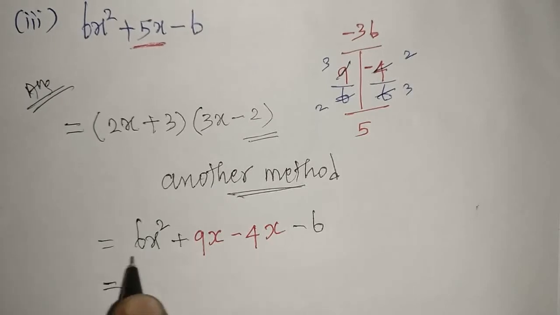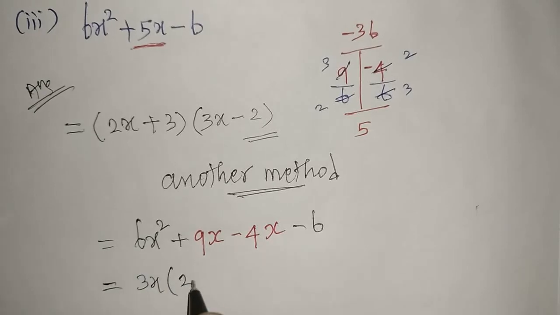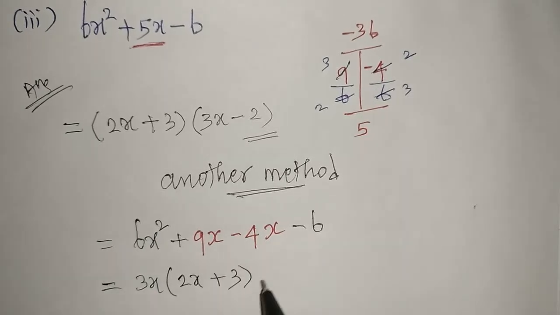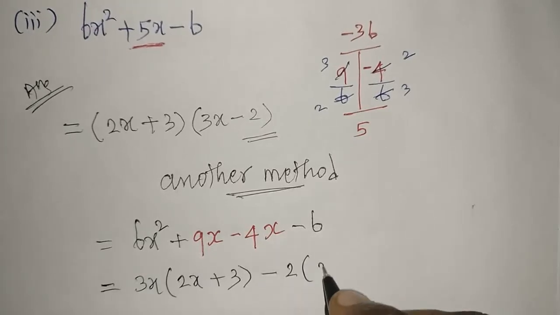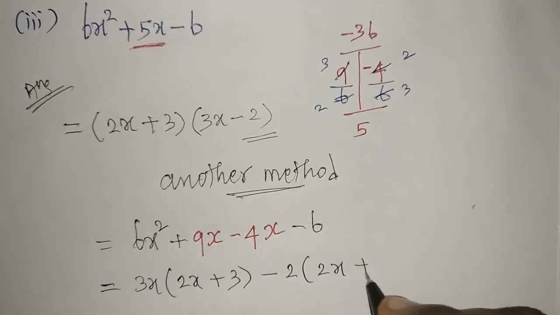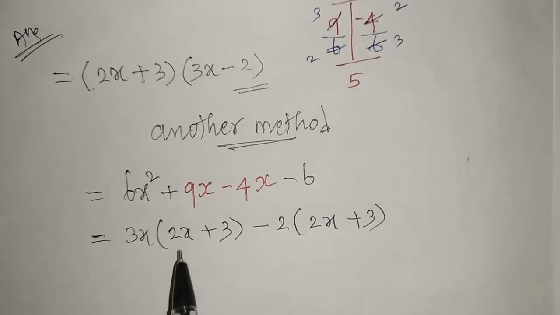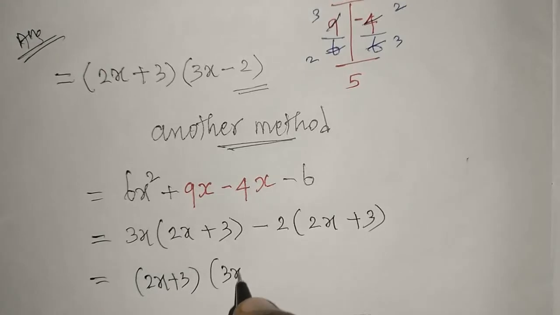Now from these two numbers, what is the common value? I'm taking 3x commonly outside. Then the balance here we have 2x plus 3, because I took x outside. From here I'm taking minus 2 commonly outside. Then the balance we have here is 2x and here plus 3, because I took minus outside. Understand? Now in both cases we have 2x plus 3 commonly, so that I am taking. Then the remainder here we have 3x and here minus 2. That's it. We are getting this answer.